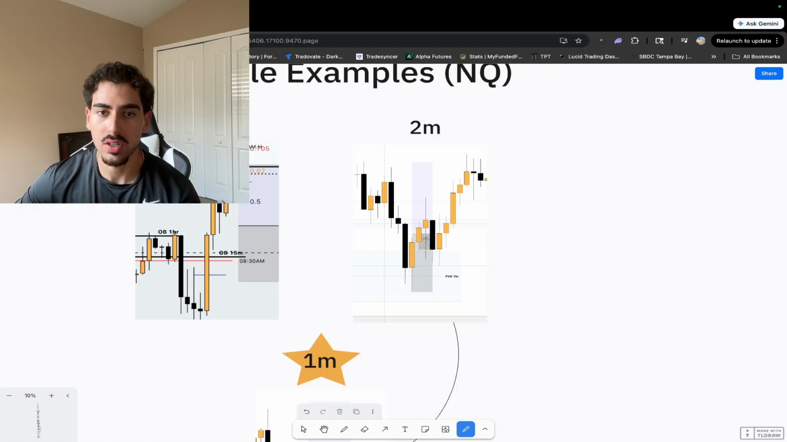What happens after? Price ends up retracing back into this inverse, pushing a little bit lower, but respecting this low, right? So your stop loss is obviously at this low, and you can target external buy side liquidity, which you can see gets taken right here. So this is a good trade.